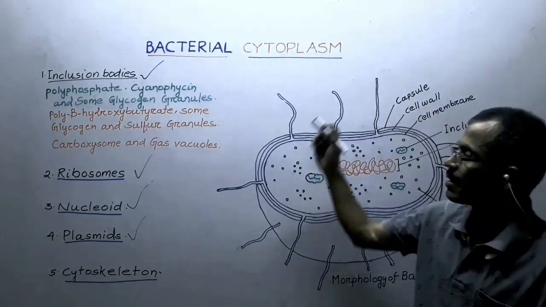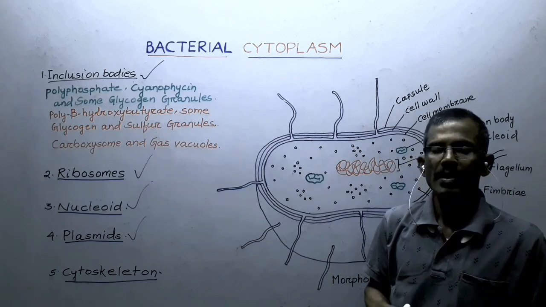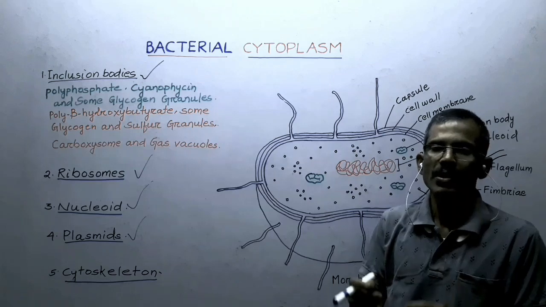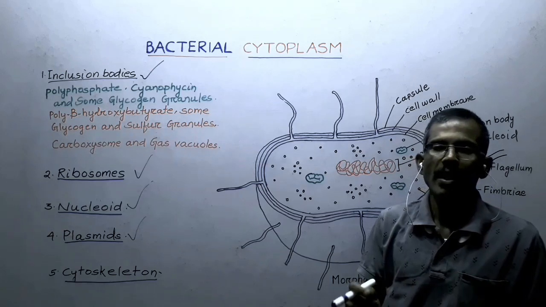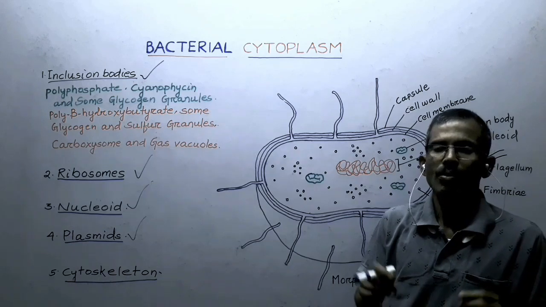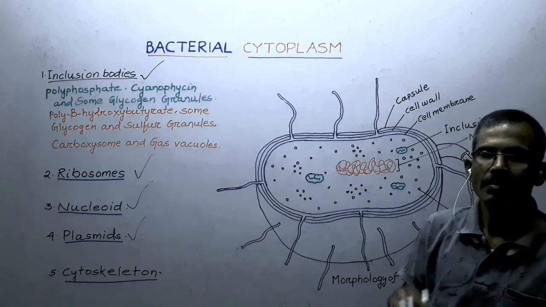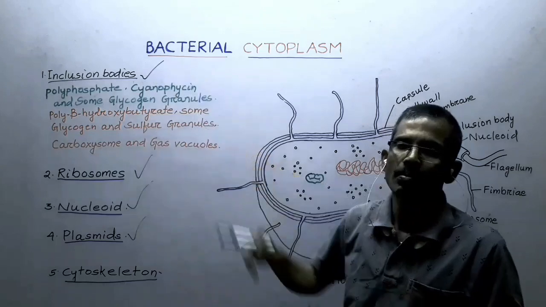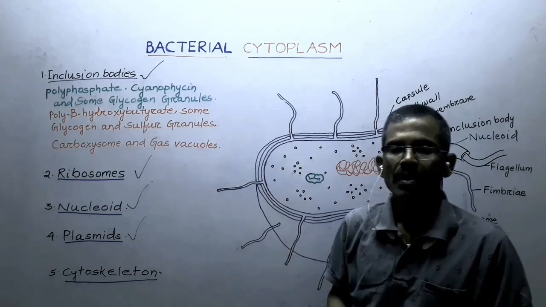Friends, today we shall discuss bacterial cytoplasm. Bacterial cytoplasm is a gel-like matrix which, like that of the eukaryotic cell, is separated and protected from the external environment by the plasma membrane. It usually lacks membrane-bound organelles. Water accounts for 70%. The bacterial cytoplasm contains different types of inclusion bodies, ribosomes, nucleoid, and plasmids.